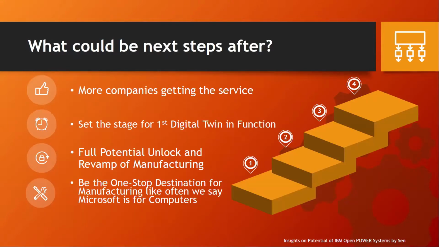So what could be the next steps henceforth? We could have more companies getting the service of the E2E system. The stage for the digital twin is set up. Next, we would unlock the full potential of the IBM Open Power, and that would lead to a revamp of the manufacturing arena. And then we would have a one-stop destination for manufacturing, like we often say, Microsoft is for computers. So we could say the IBM Open Power integrated system is the one-stop for the manufacturing arena, something like that.